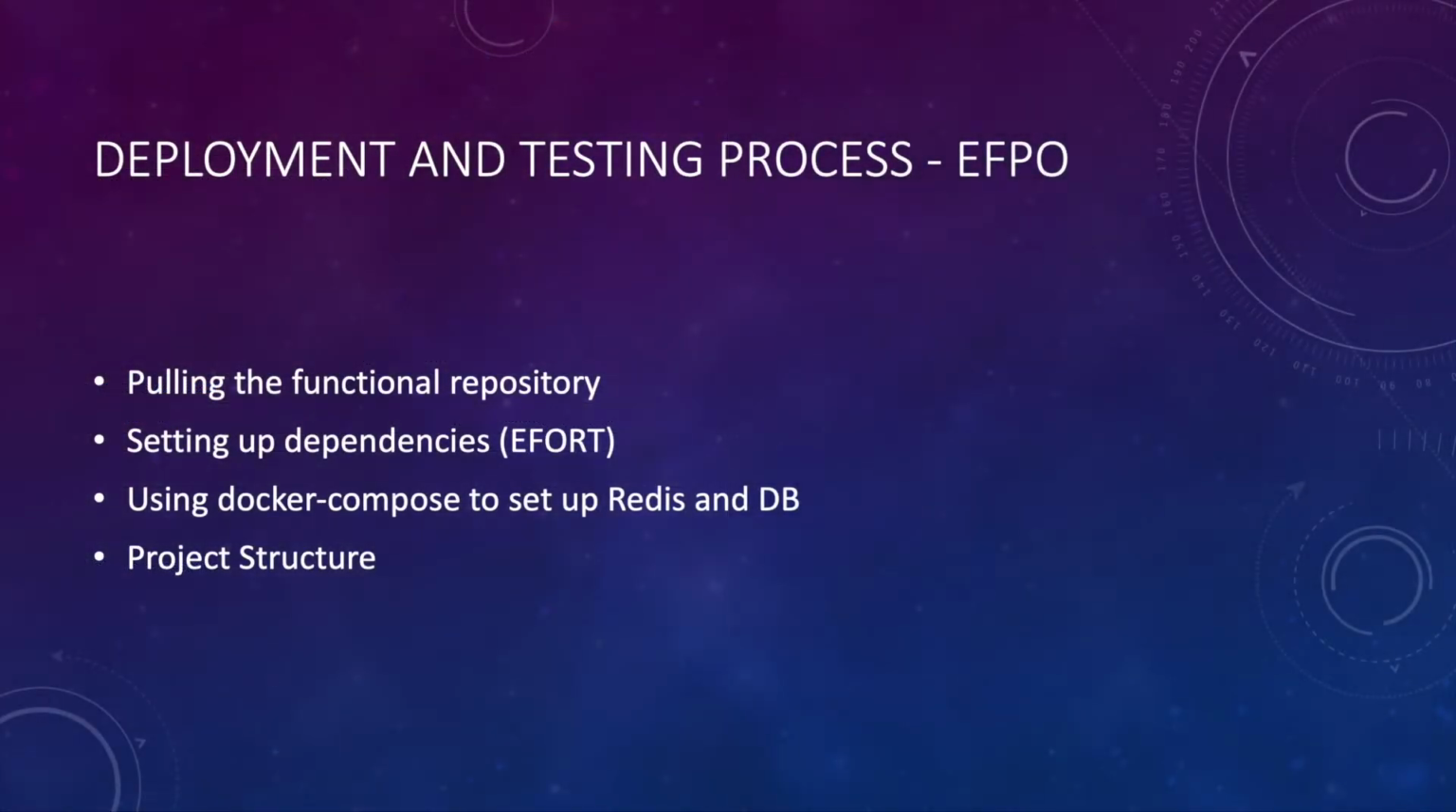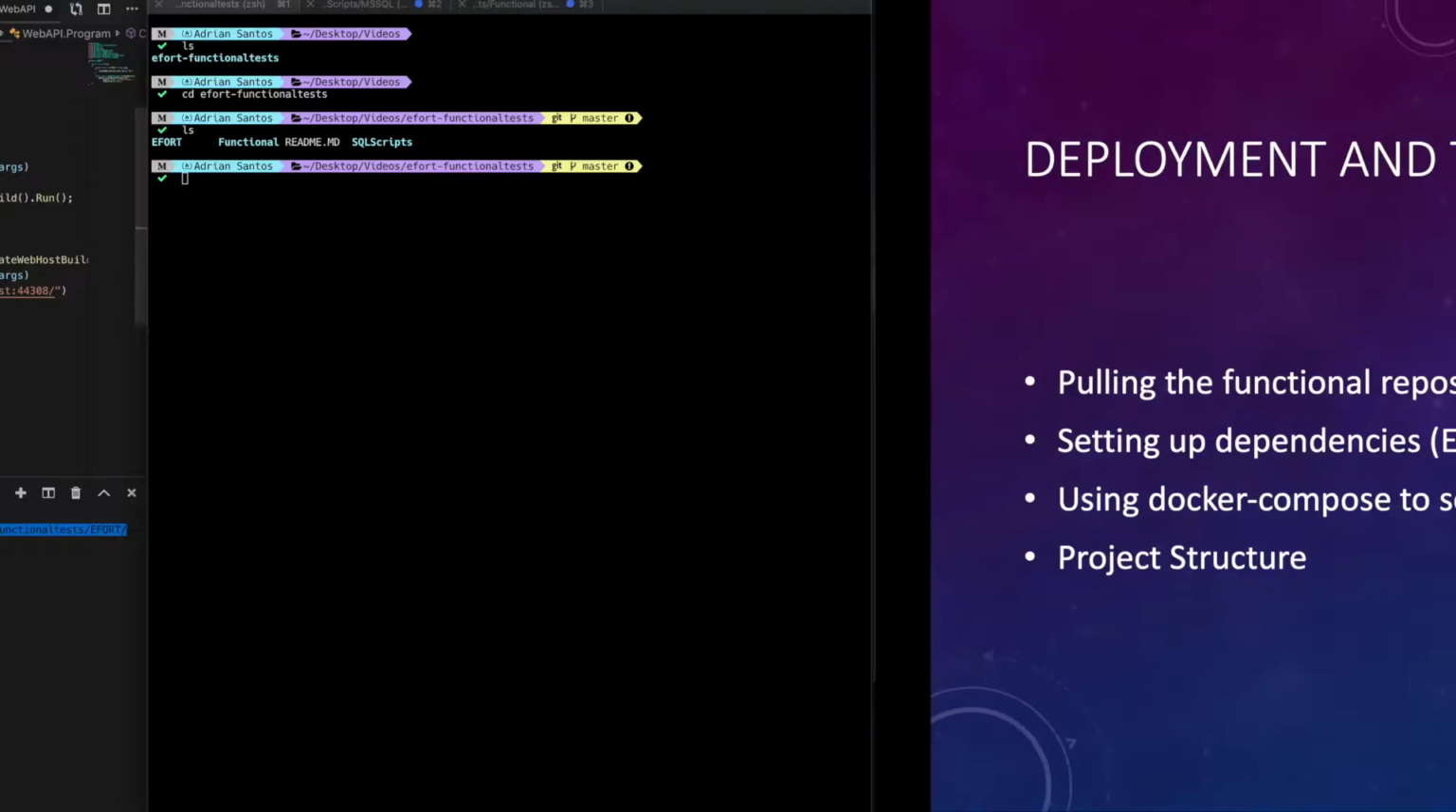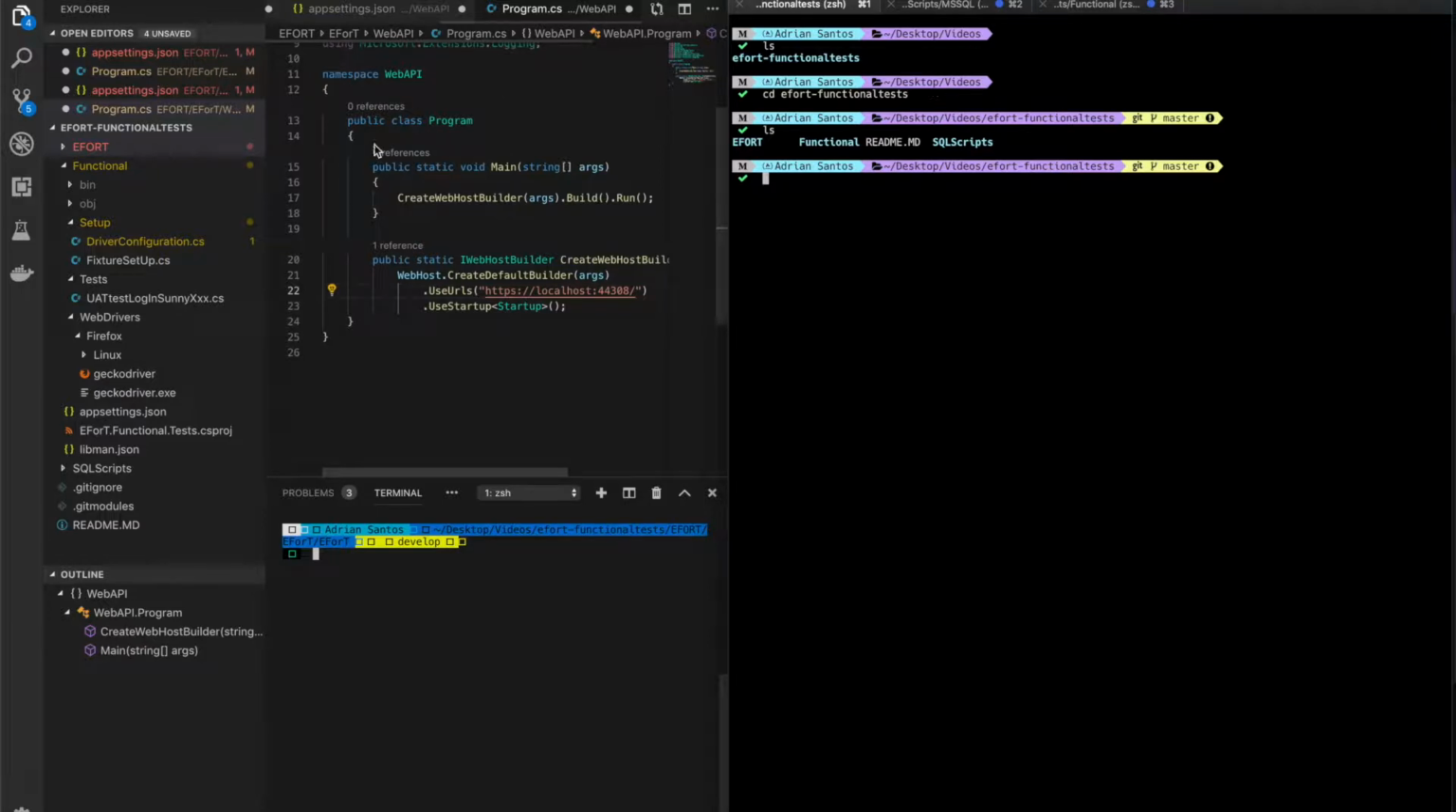The next item on the list is setting up dependencies on EFORT, so we'll go ahead and head over to that. As you can see, once you pull EFORT, you'll be able to see four main items under the repository: EFORT, functional, README, and SQL scripts. So first I'm going to talk a little bit about each one of them.